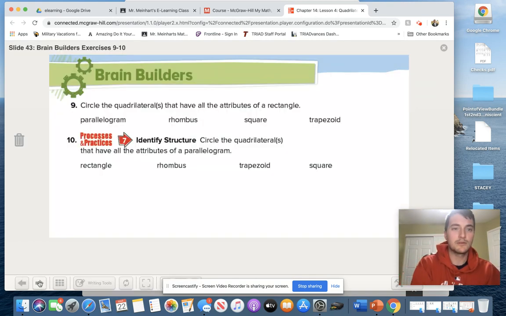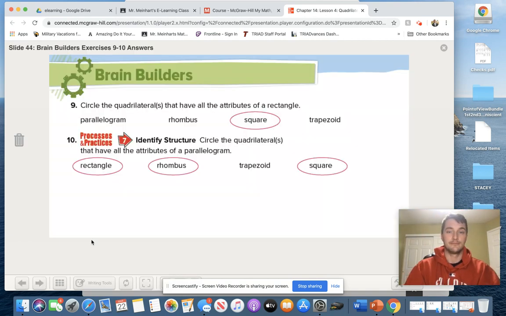So what I want you to do is circle the quadrilaterals that have all the attributes of a rectangle. Pause video. Do that. And then I want you to circle the quadrilaterals that have all the attributes of a parallelogram. Pause the video and do that. All right, you hit play.